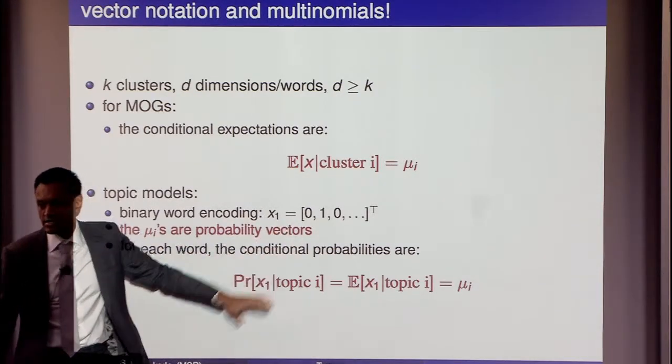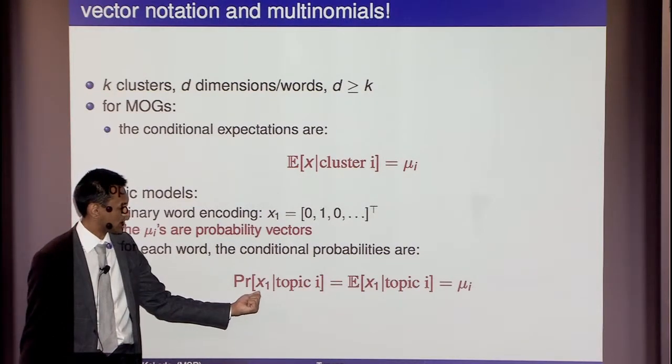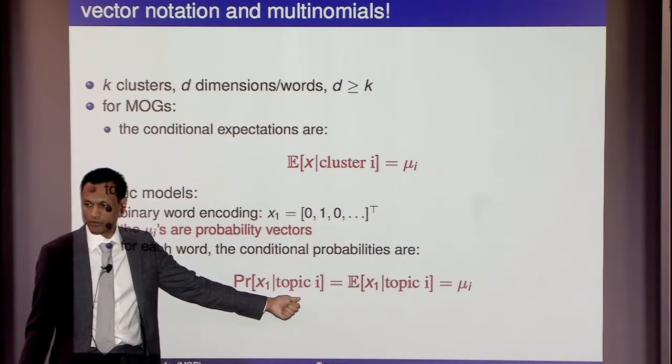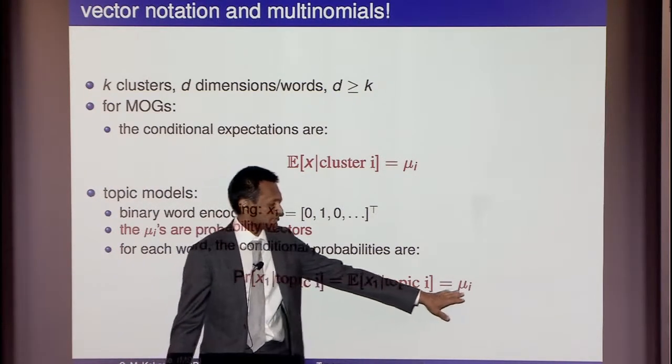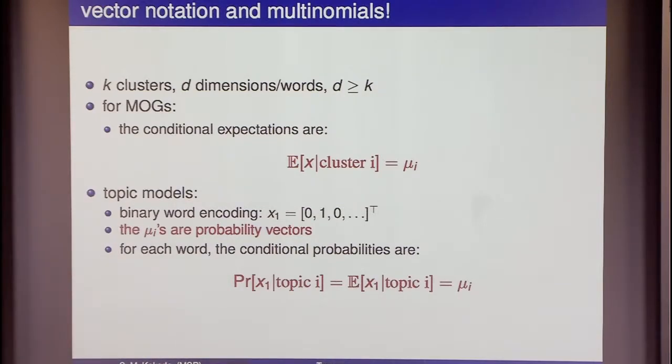The reason for doing this is it's sometimes nice to represent multinomial distributions as vectors, right? The multinomial distribution you can think of as a topic probability vector. And the reason this is nice is we can say what's the probability distribution over the first word given we're from topic i. It's just this conditional expectation, which you can write as the topic probability vector mu i. Right, so mu i is a multinomial. The entries sum to 1. So this sort of puts them on the same footing, and this makes the linear algebra notation a little clearer.